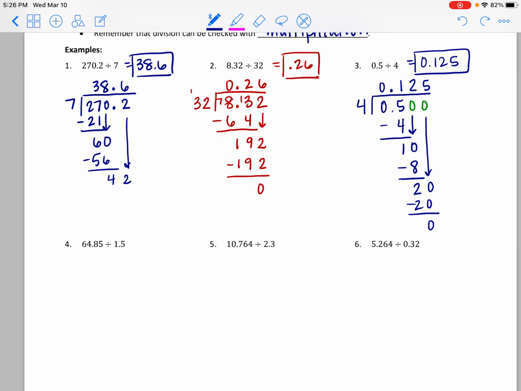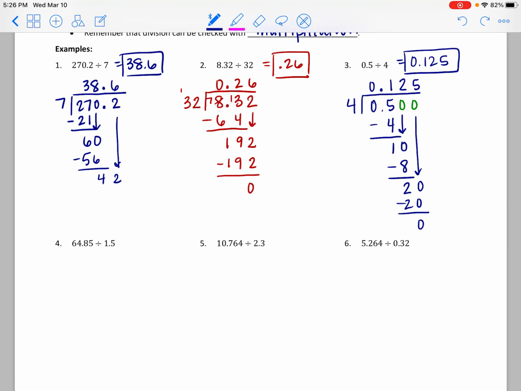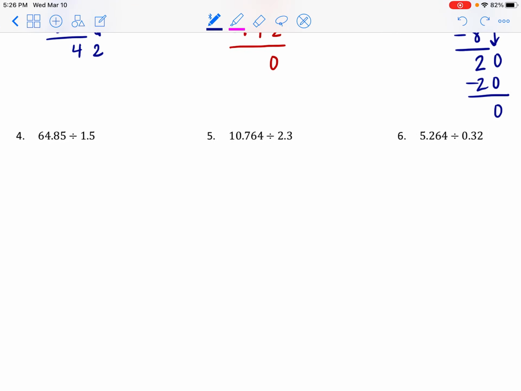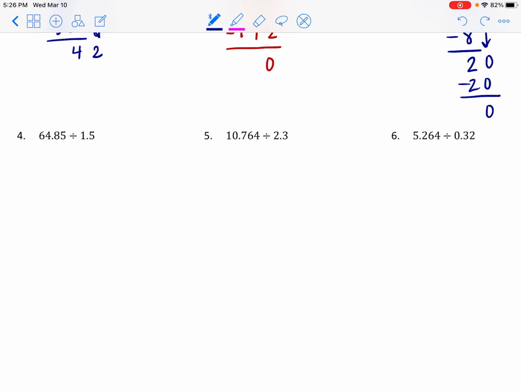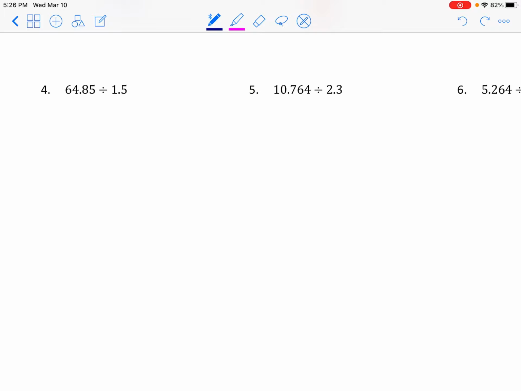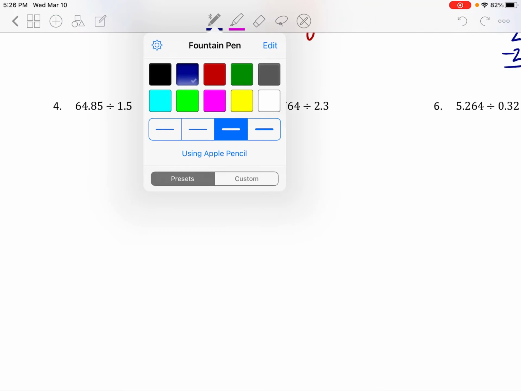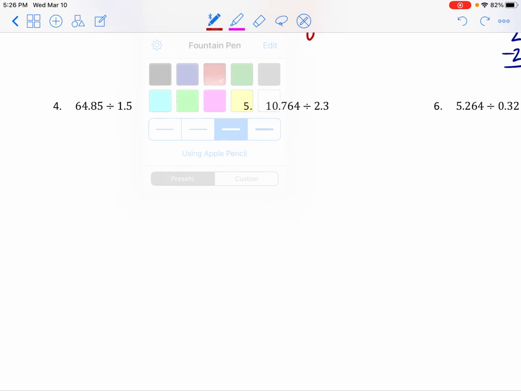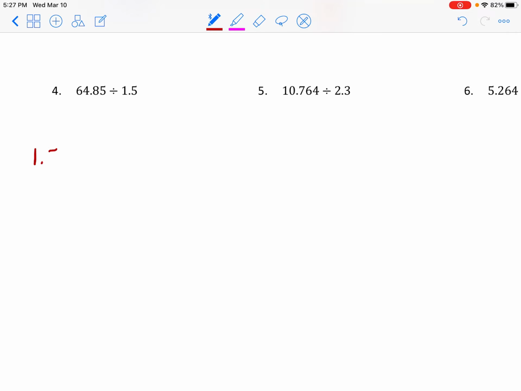Now, those are all whole number divisors. What we're going to look at next are divisors that are decimals. So for instance, in number 4, we need to try and figure out how many times 1.5 is going to go into 64.85. Now the rule here is we want to divide by a whole number.